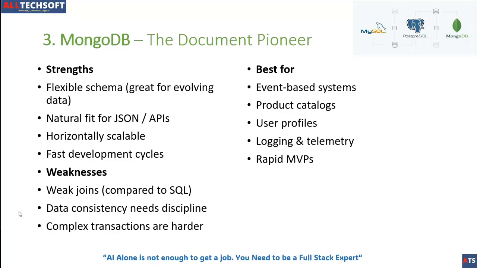MongoDB is a NoSQL database, and it has a flexible schema and a natural fit for JSON type of data. It is horizontally scalable. Then it is best for event-based systems, product catalogs, user profiles, logging and telemetry.